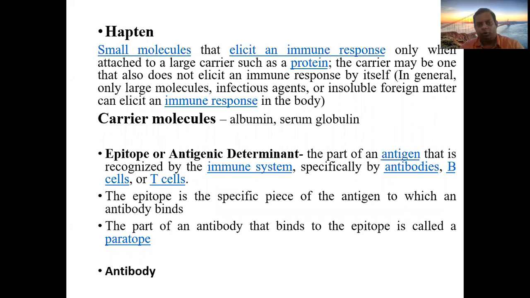A hapten is a small molecule that elicits an immune response only when attached to a large carrier such as proteins. Carrier molecules in the body include albumin and serum globulin. Right? What is an epitope, or antigenic determinant? The part of the antigen that is recognized by the immune system, specifically by antibodies, B cells or T cells. The epitope is the specific piece of the antigen to which an antibody binds. The part of the antibody that binds to the epitope is called the paratope.